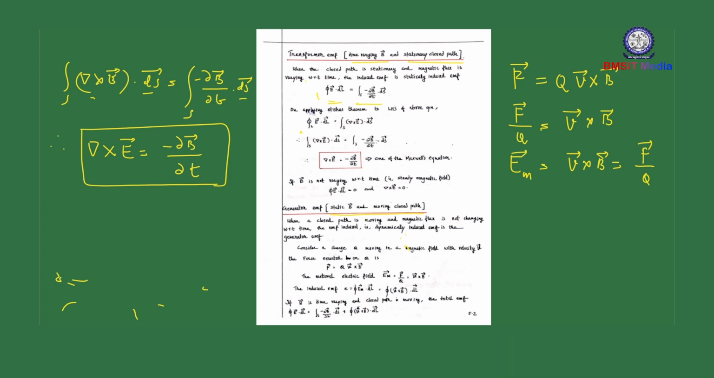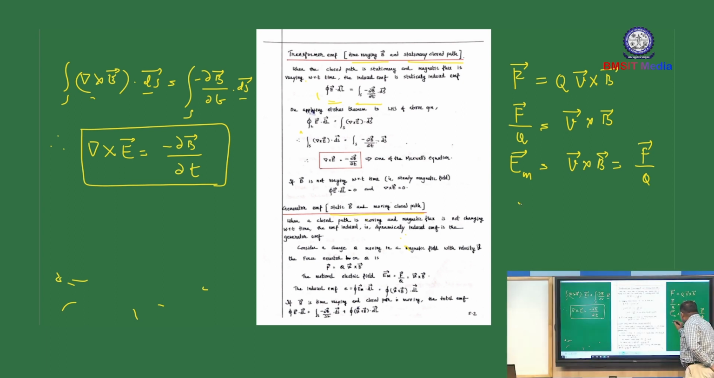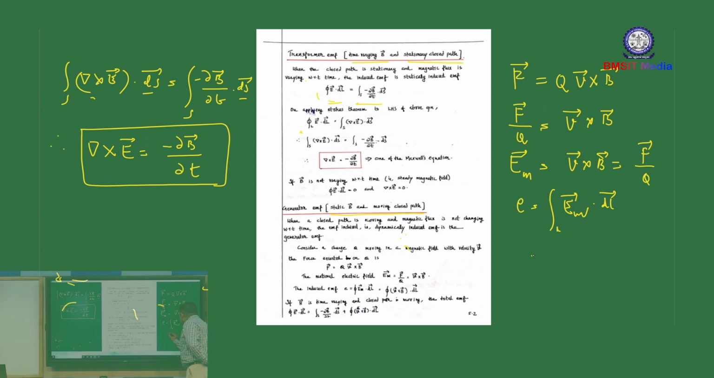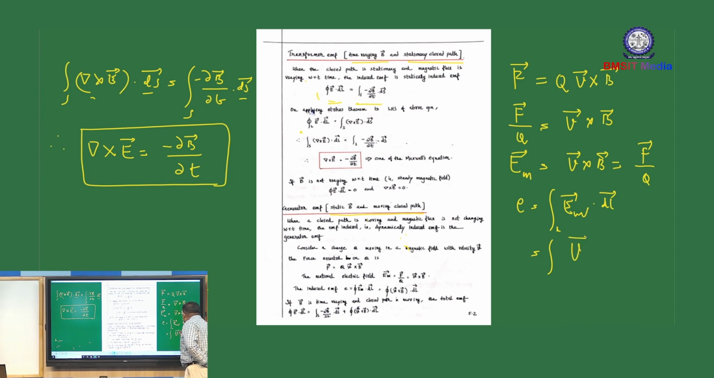Now the induced EMF, we already know, is equal to the line integral of Em dot dl. So let us substitute the same here. What is Em here? V cross B. So that equals the integration of V cross B dot dl.